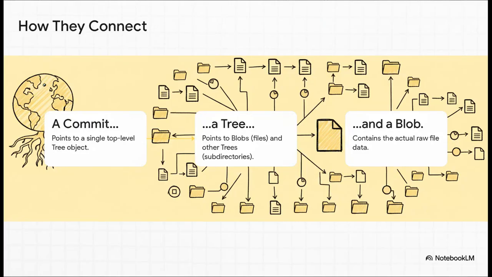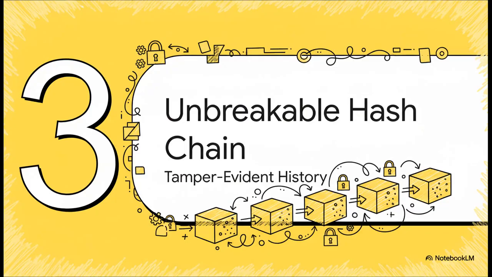So let's see how they all snap together. You start with a commit. That commit points to one top-level tree. That tree then points to your files as blobs and your subdirectories as other trees. It's this simple hierarchy that allows a single commit to represent the entire state of your project at that moment. Pretty clever, right?